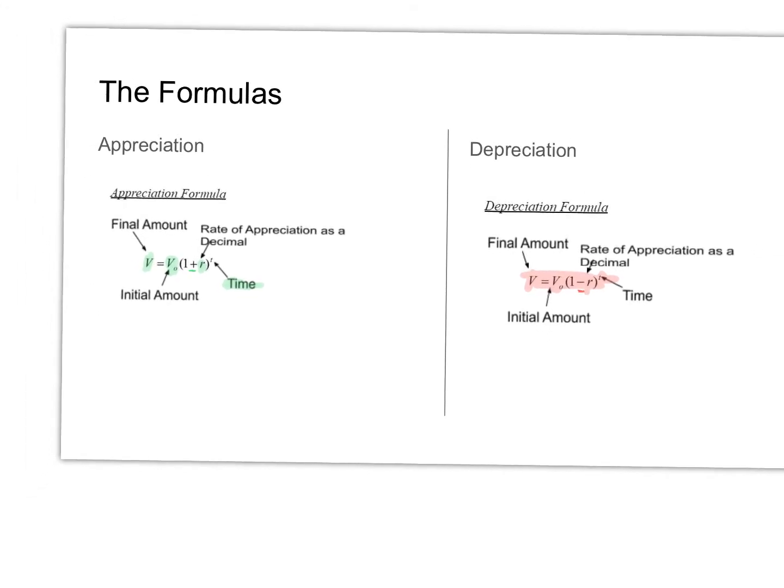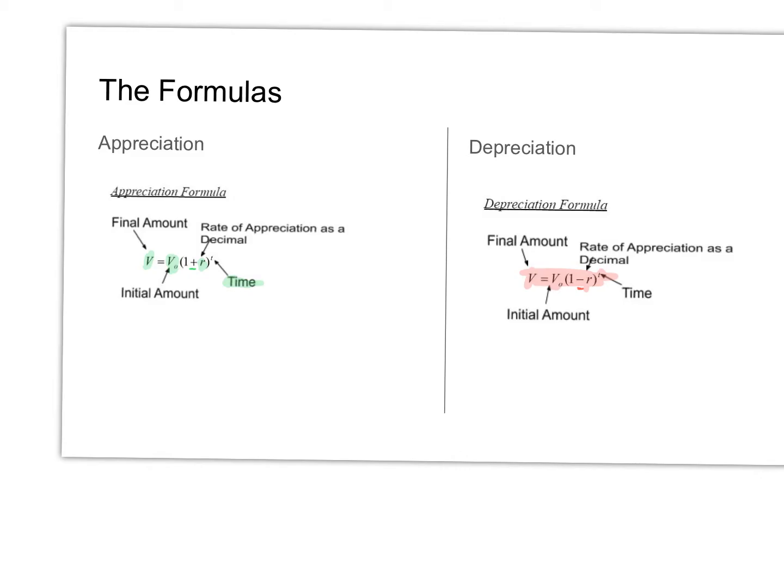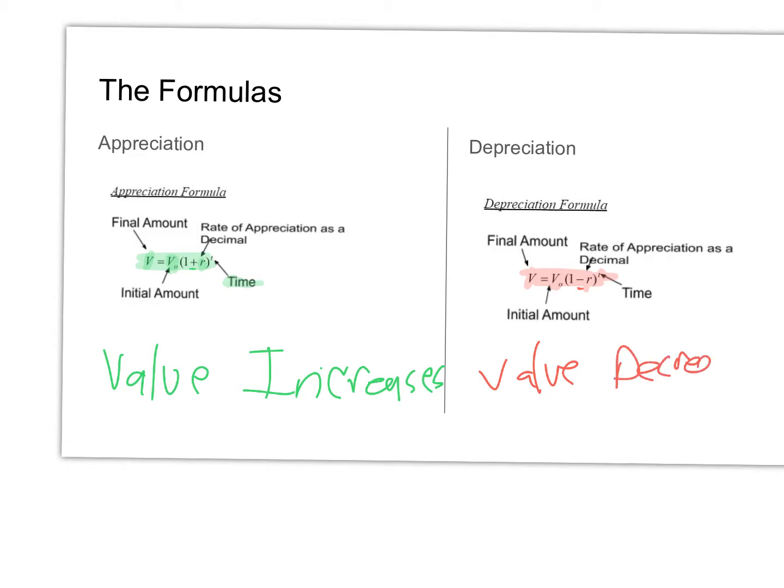So the big question becomes, what's the difference between appreciation and depreciation? And this is why I used green and red. Appreciation is when the value is increasing. So for appreciation, the value increases, whereas with depreciation, the value of the object decreases. All right, so that's the difference between these two. Let's get started.